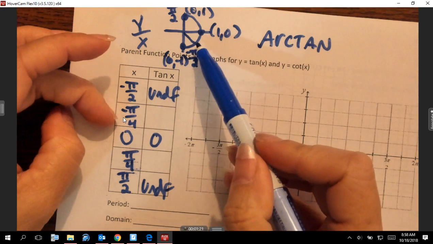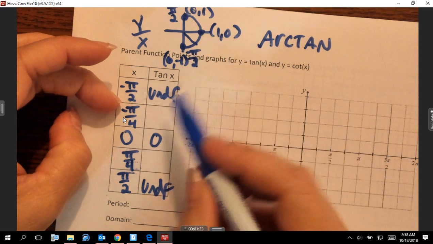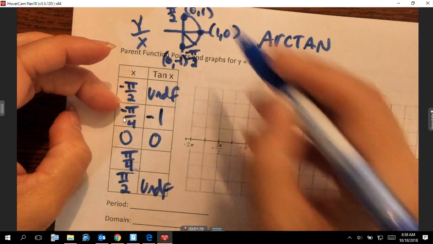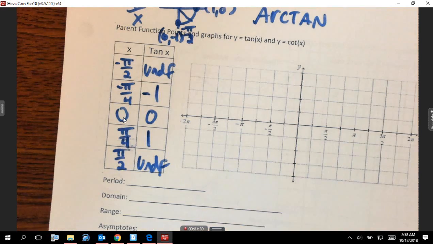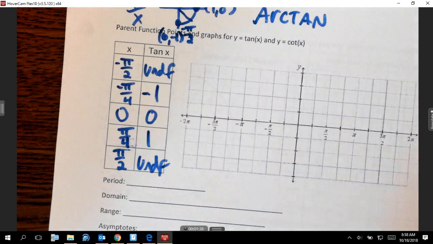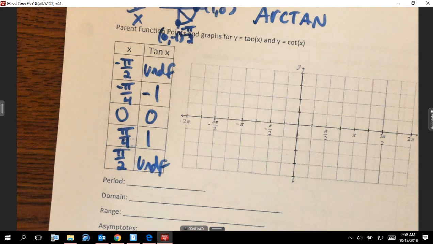So the first one is in the 4th quadrant. Tangent is negative in the 4th quadrant. And then in the 1st quadrant, tangent is positive. I went through a lot of explanation. That's because it's going to be confusing once you see cotangent. So I want you to be able to think through this and not have to memorize every tiny little thing.